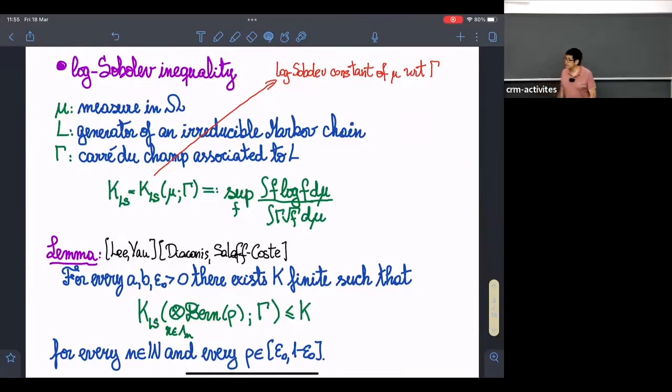Okay, so let us remember that in the reaction diffusion model there were three parameters: A, B, and lambda, right? Because in the reaction rates there was A plus lambda divided by 2d times the sum of the neighbors for the creation rate, and the annihilation rate was B. One can state this lemma in a more specific way, but it's not really important for us. It's just that if you fix A and B and you fix epsilon zero, a constant that keeps you away from zero and one.